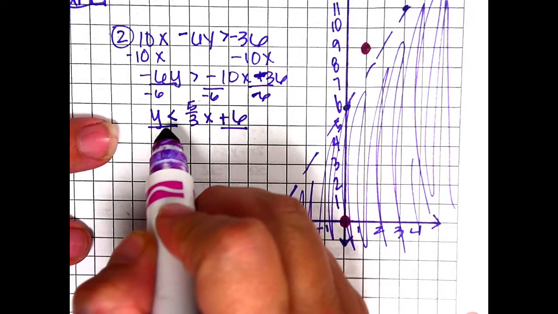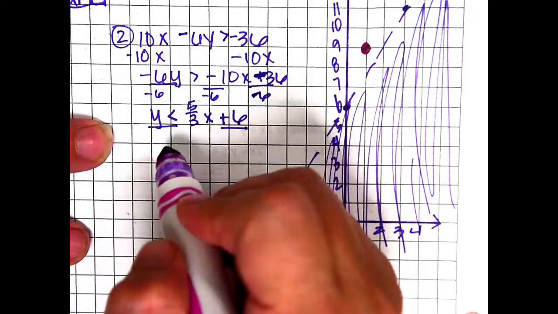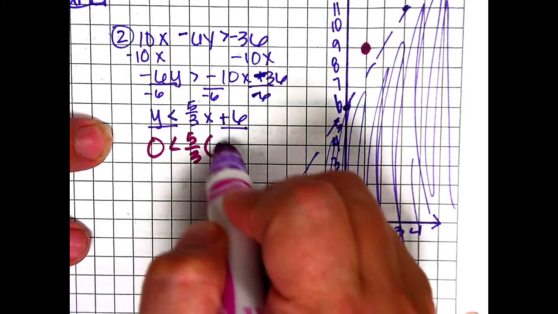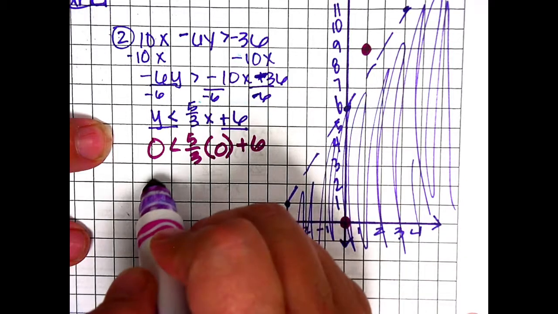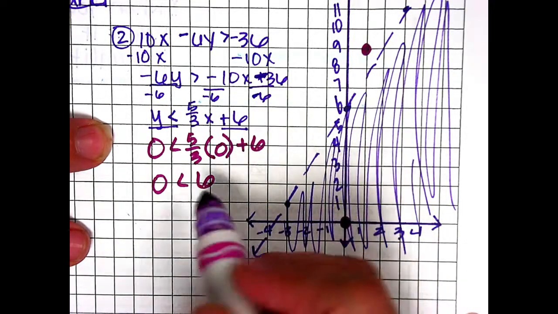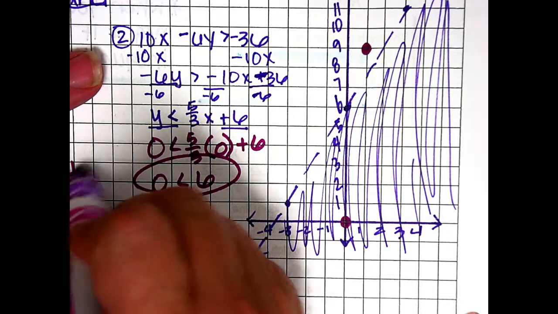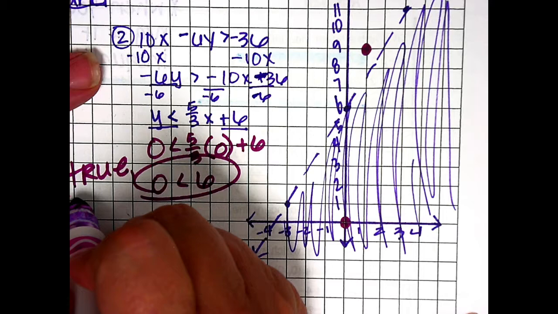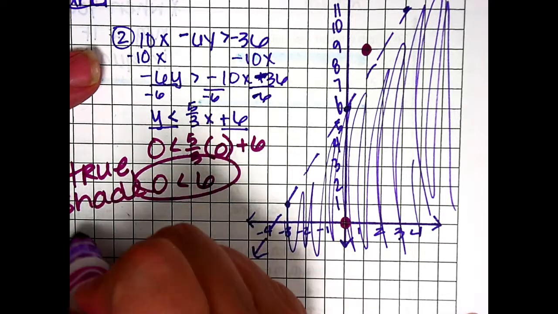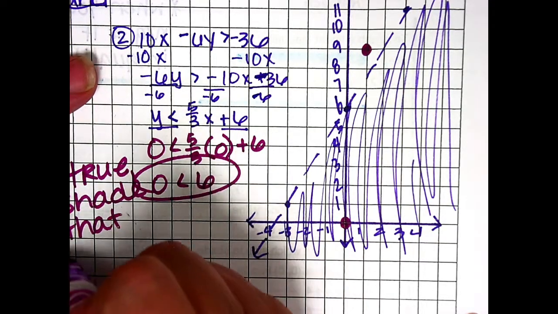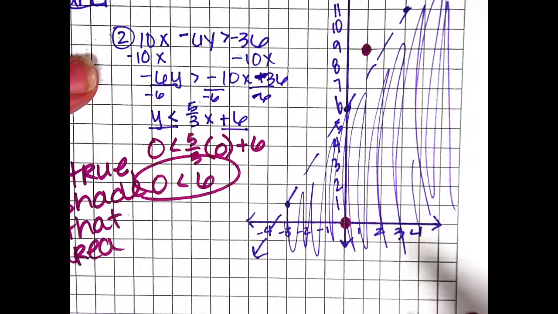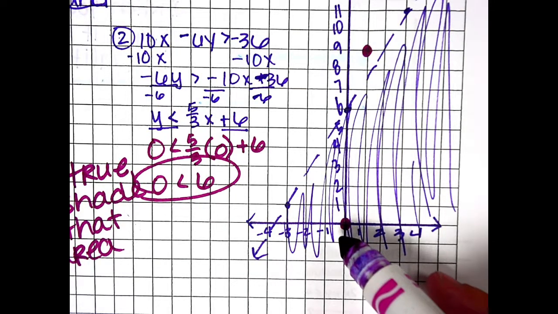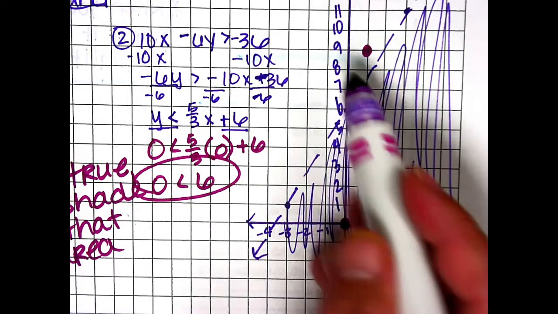Okay, so if I try 0, 0, substitute that in there, I get 0 is less than 5/3 times 0 plus 6. So 0 is less than 6. This is true. So you would shade that area. So I would shade the area where the dot is.